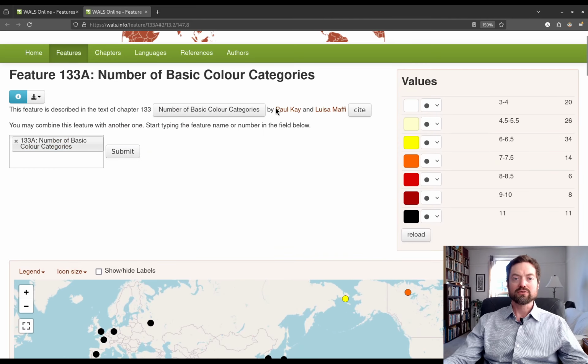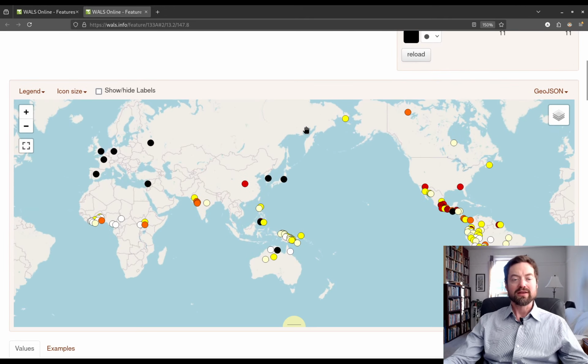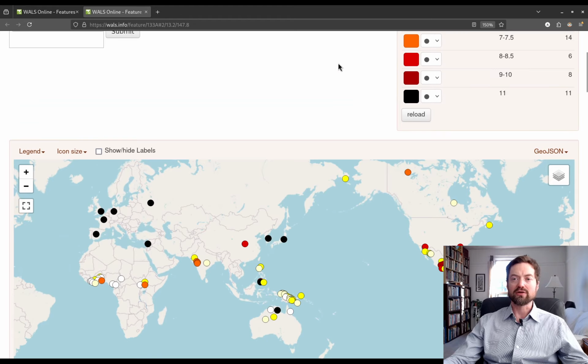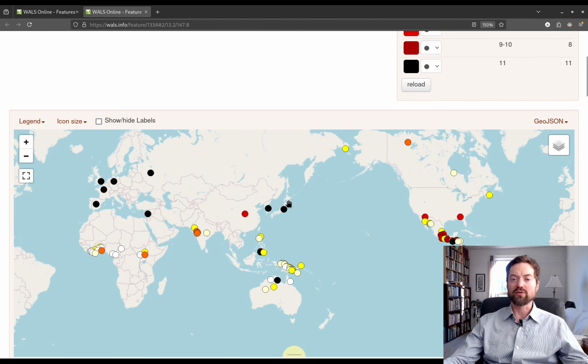Now, the smallest number has only 3 to 4, and the largest number is 11. So that's what we have here. I'd be curious to know exactly how they count this. You can see that here they're not including all the languages, so this is a limited selection. But you can see these languages of Europe and East Asia have a large number. But there are some languages that really only have 3 to 4 basic color categories. And that would mean that other colors have to be derived from them.